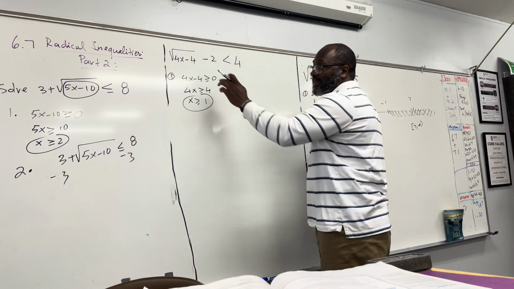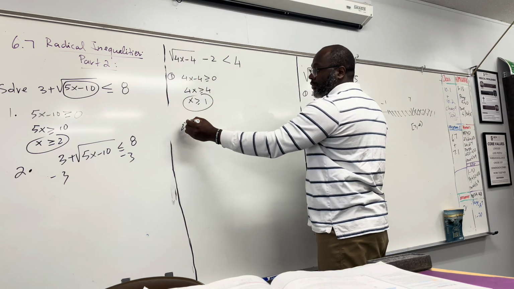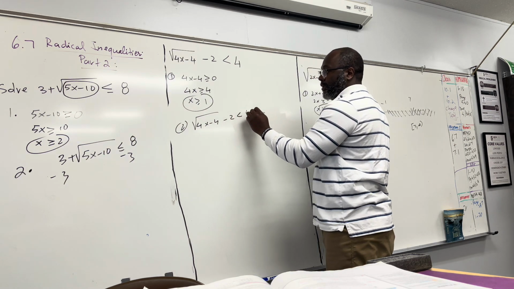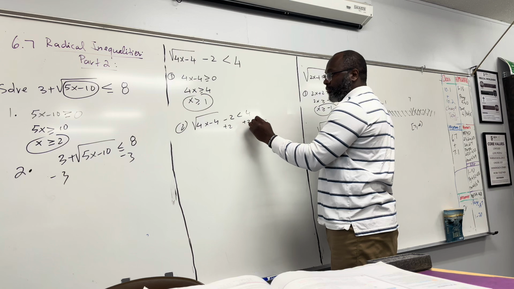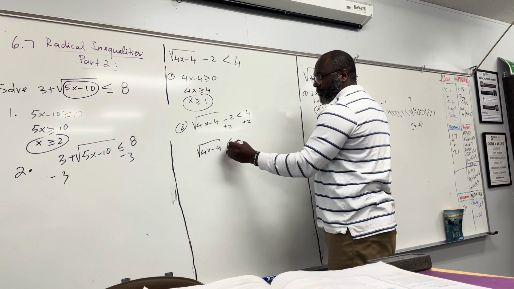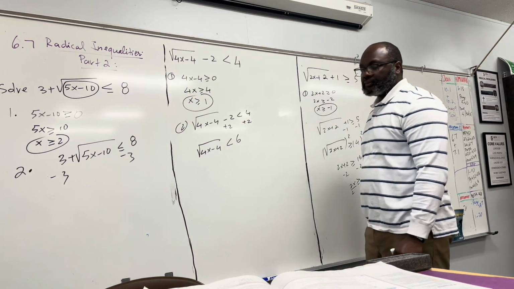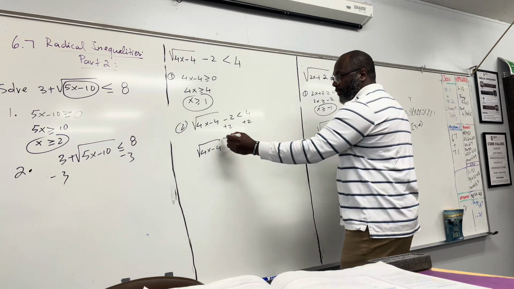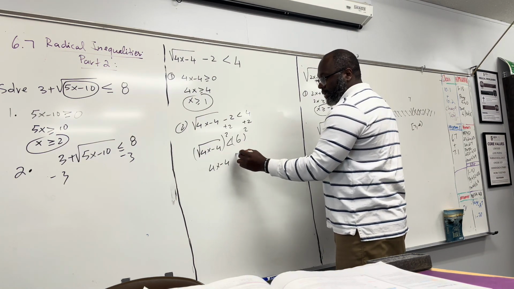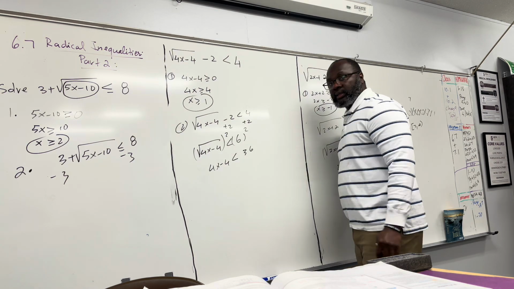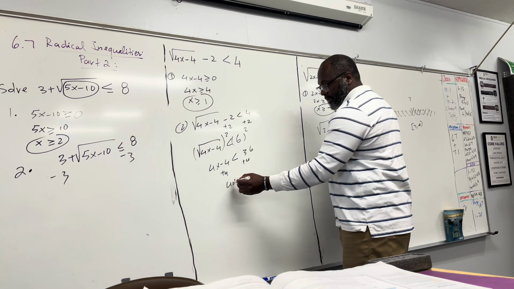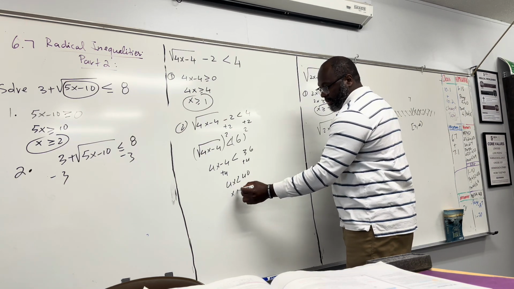That's your first step. Next, step 2, we're going to add 2, so we have the square root of 4x minus 4 is less than 6. Then what? Square it. So we get 4x minus 4 is less than 36, and we add 4. 4x is less than 40, and then x is less than 10.